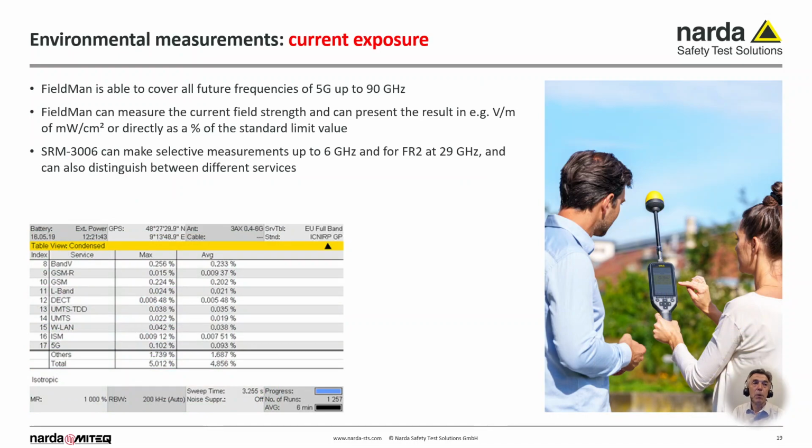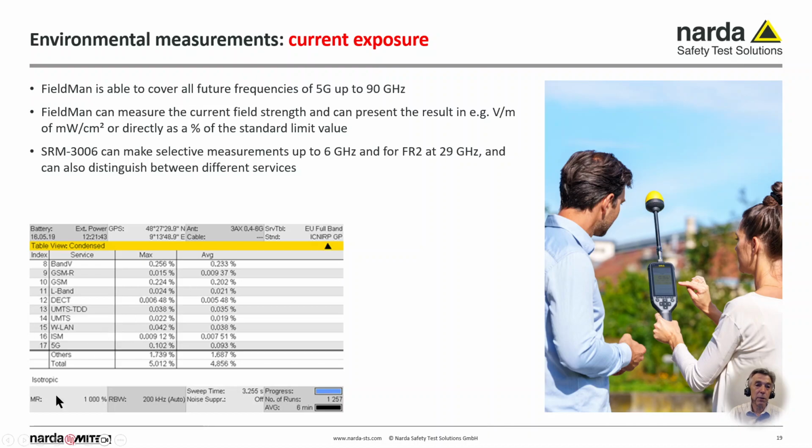So when we measure the current exposure, so what's on air at the moment, we can do it with, for example, the fieldman. Okay, so the fieldman can show, and if your measurement procedure is asking you just for the current exposure, use a fieldman or use a spectrum analyzer like the SRM, and they can give you the results in volts per meter and percent of standard. And the SRM even can distinguish between different operators and so on. And nowadays it can also measure the frequency range up to 29 gigahertz.